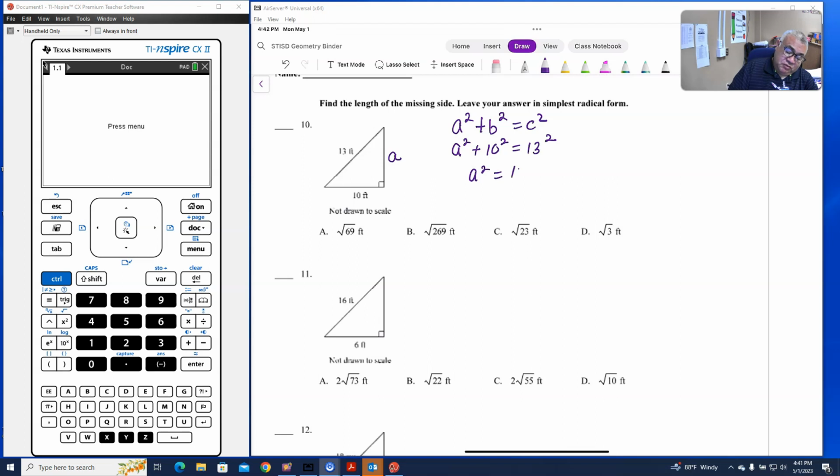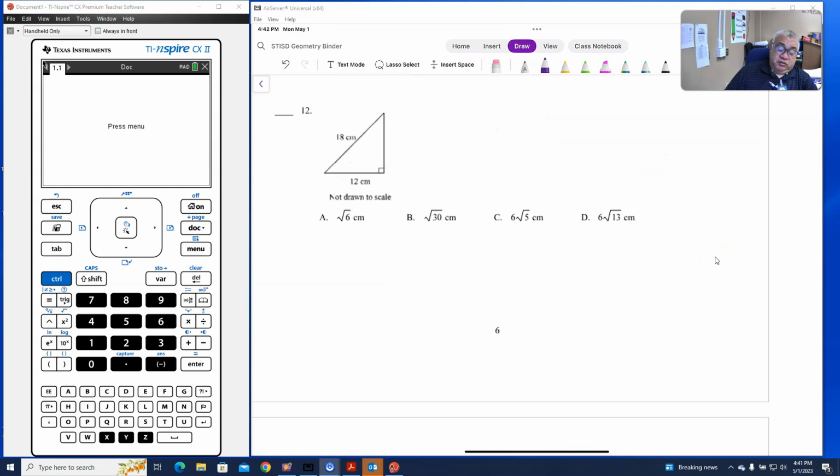So A squared equals 13 squared minus 10 squared, which is 169 minus 100, which gives you 69. So A, we're going to get the square root of the right side. So it's going to be A equals the square root of 69.